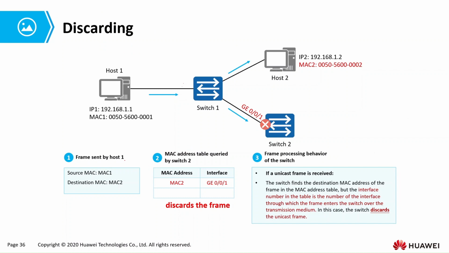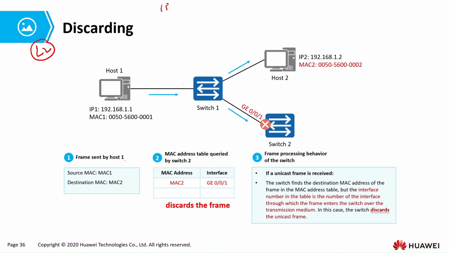Now we're going to look at what scenario we actually do the discarding. Under layer 2 we actually will do discarding, but it's not like the layer 3 routing table. If you cannot find the destination IP address in your routing table, then at IP layer 3 you are going to discard. But under layer 2, it is a different story.